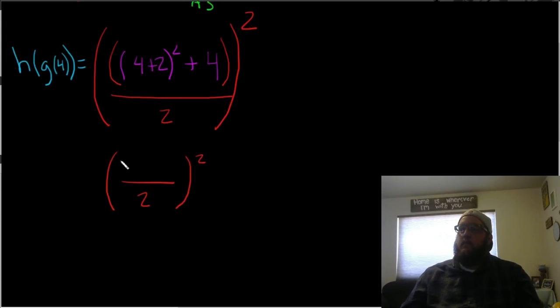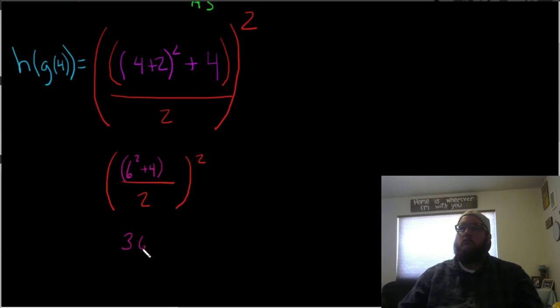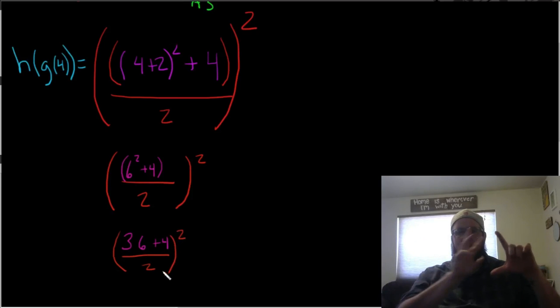So 4 plus 2 is 6. So we've got 6 squared plus 4, and then all the rest of this. Now we can do 6 squared, which is 36, plus 4, divided by 2, quantity squared. 36 plus 4 is 40.